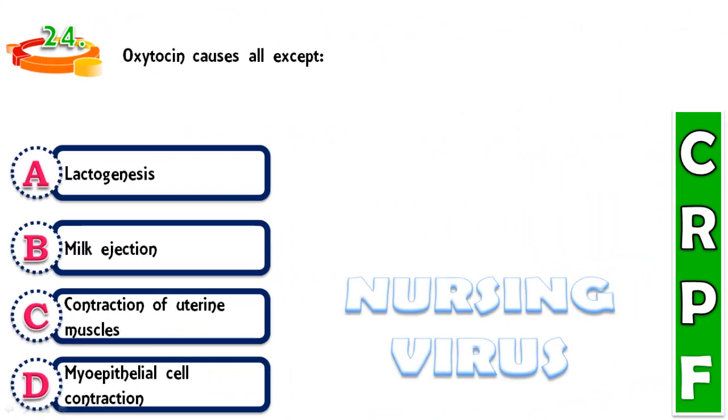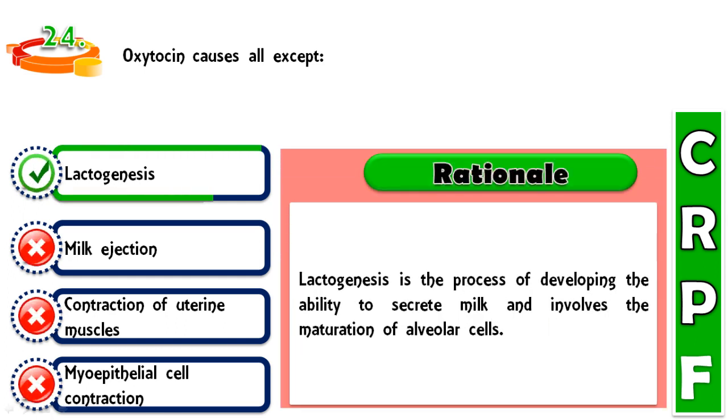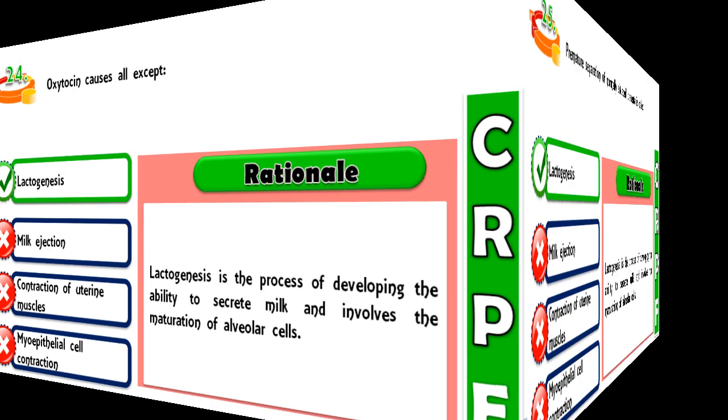24. Oxytocin causes all except lactogenesis, milk ejection, contraction of the uterine muscles, myoepithelial cell contraction. So the correct answer is lactogenesis. Lactogenesis is the process of developing the ability to secrete milk and is involved in the maturation of alveolar cells. So this will not happen due to oxytocin.